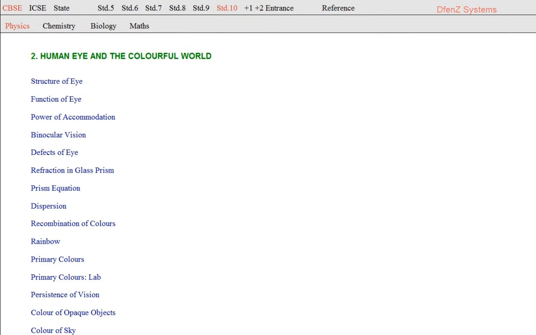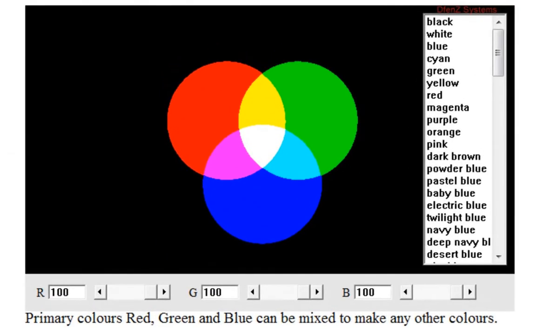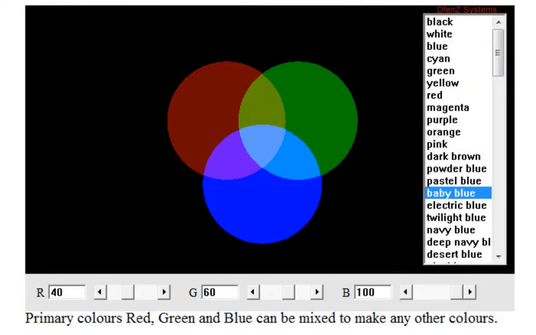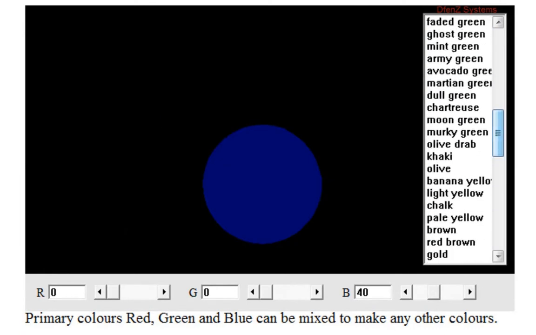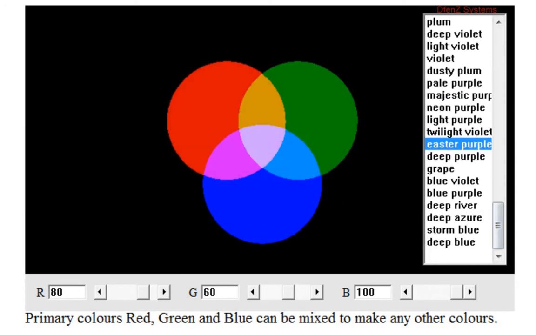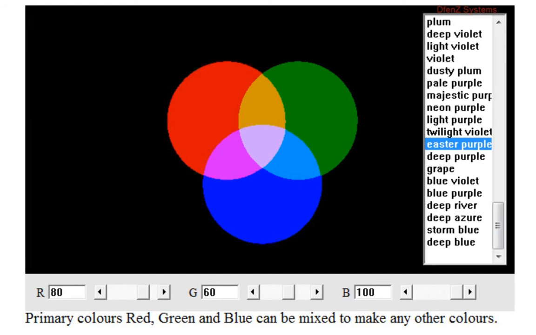Let's see the primary colors lab. Primary colors are red, green and blue. Here you can click and see how different combinations are possible. There are a lot here. Not only that, you can change each and every color and see how it affects the result.